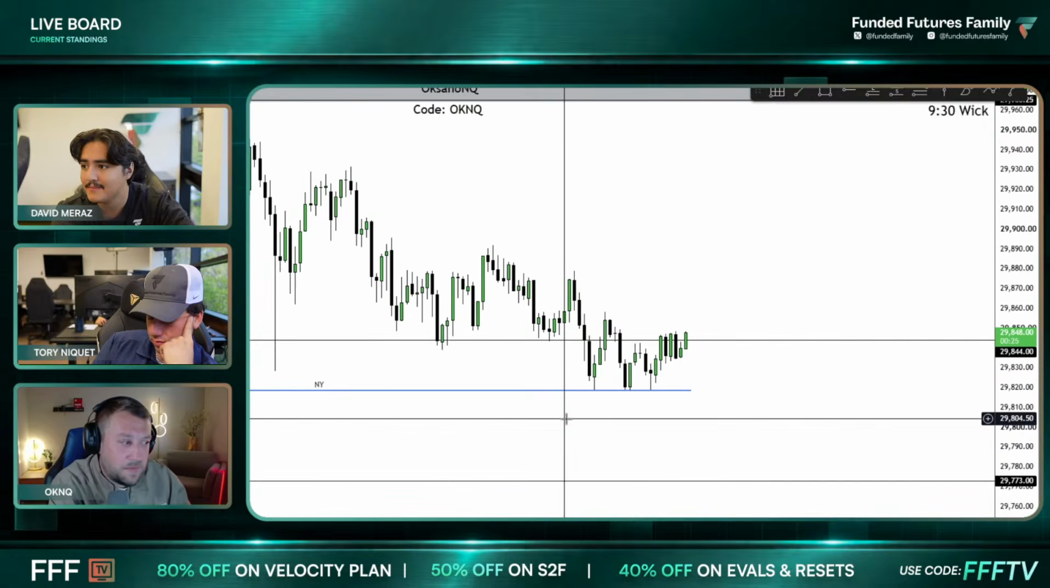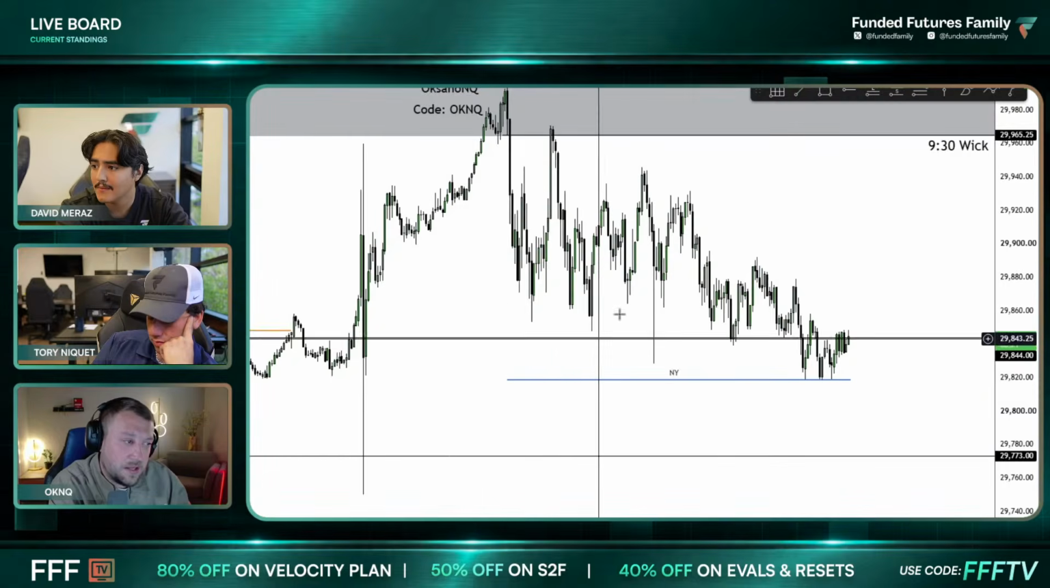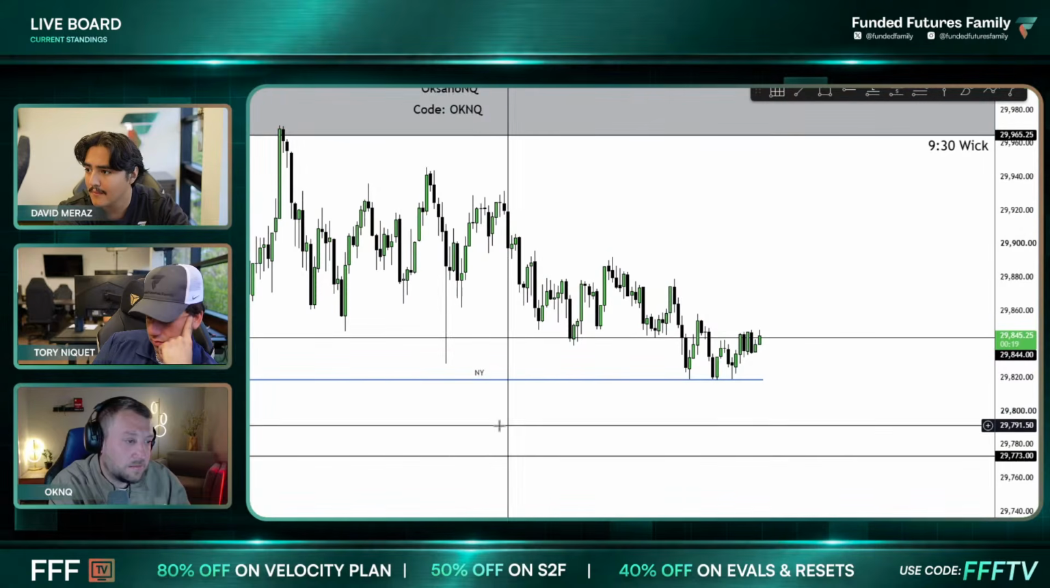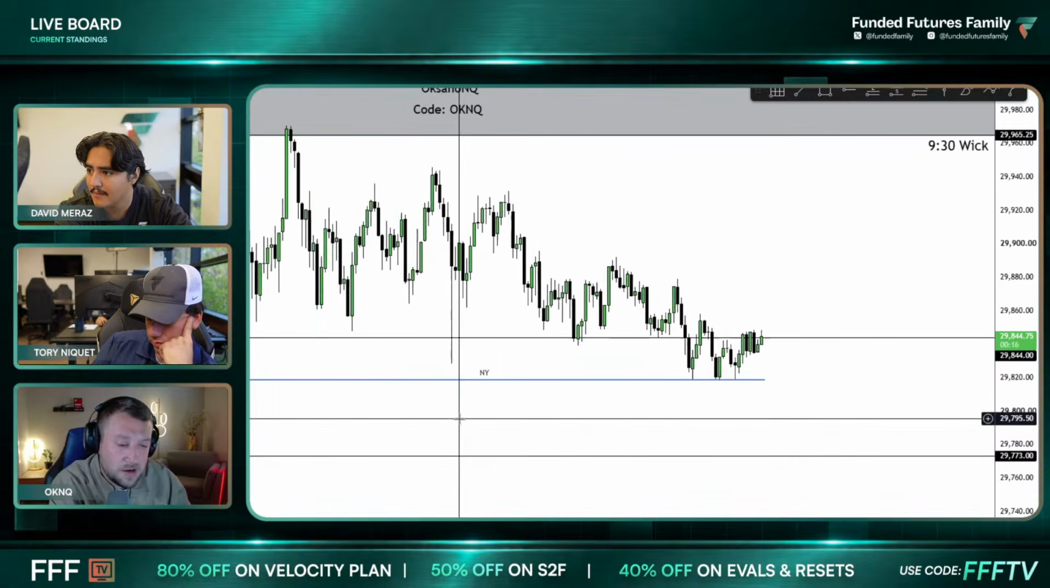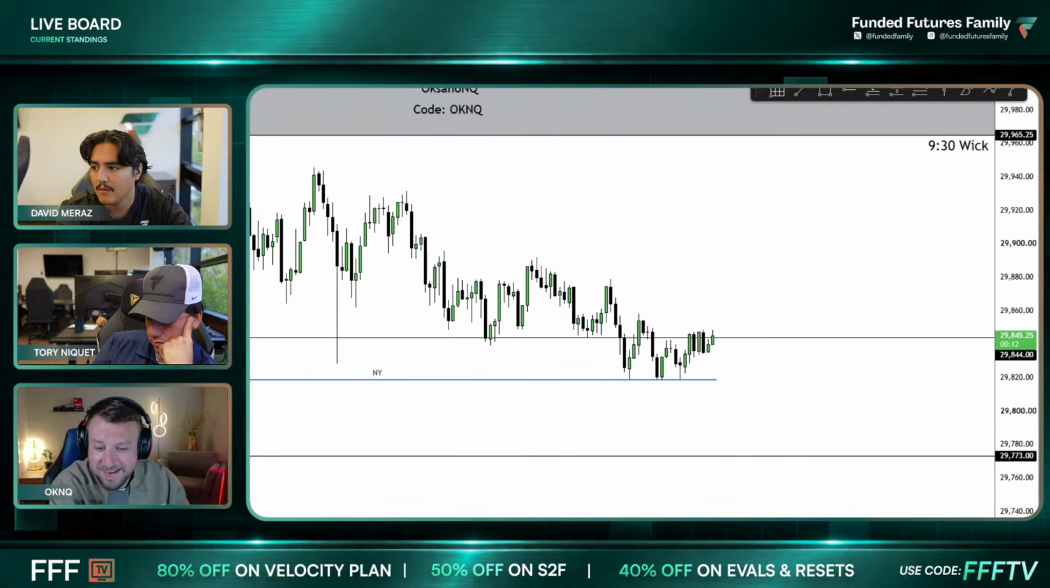Yeah. So my main focus is basically just liquidity, internal, external liquidity, buy side, sell side, with an entry model of inversion fair value gaps. Have I watched Landman? No.